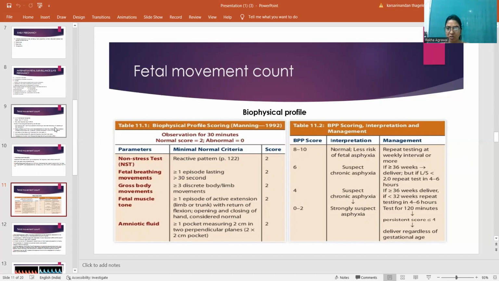Fetal muscle tone: one or more episodes of active extension of the limb or trunk with return to flexion, or opening and closing of the hand, is considered normal, and the score is 2. Every point has a score of 2. Amniotic fluid: one or more pockets measuring 2 centimeters in two perpendicular planes. So this is 2. Then BPP scoring, interpretation and management.